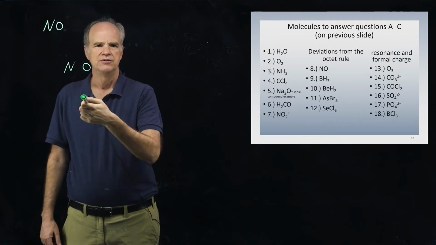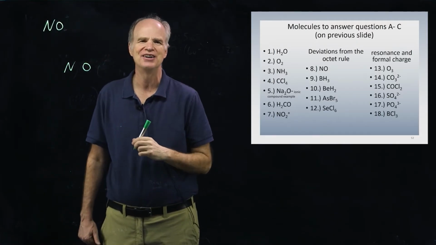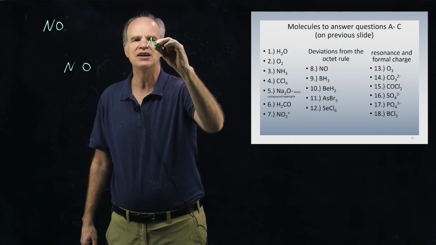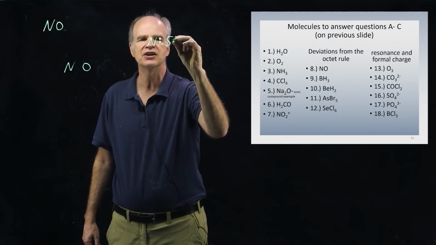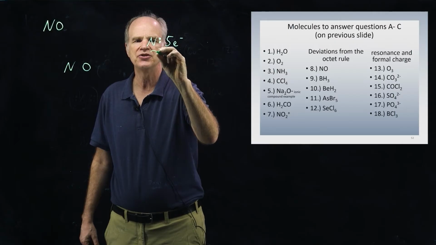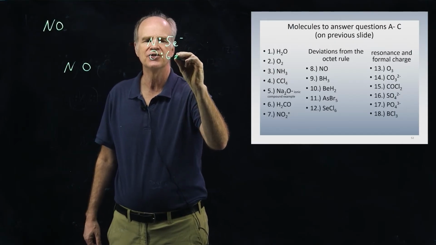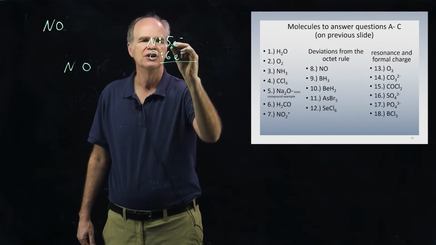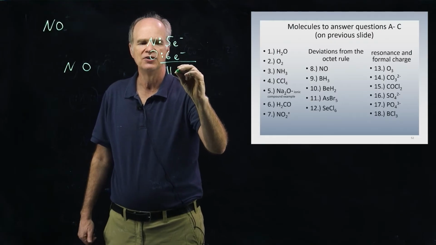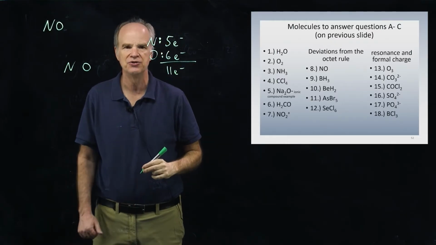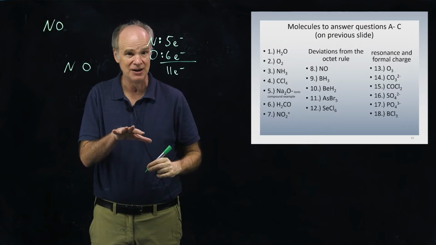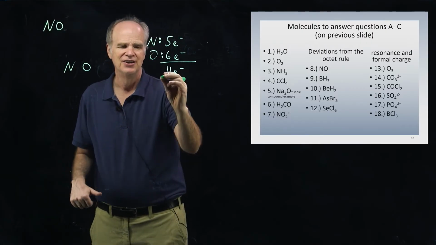Okay, so let's go ahead and count valence electrons. So we have nitrogen, which has 5 valence electrons. And then we have oxygen, which has 6 valence electrons. And so what you can see here is we have a total of 11 valence electrons. So you can see we do not have an even number of valence electrons. So what do you do?